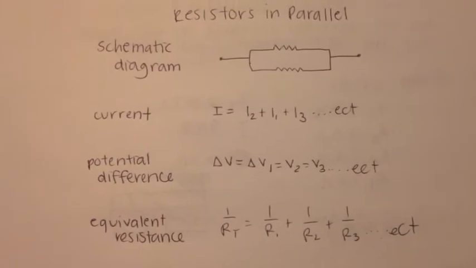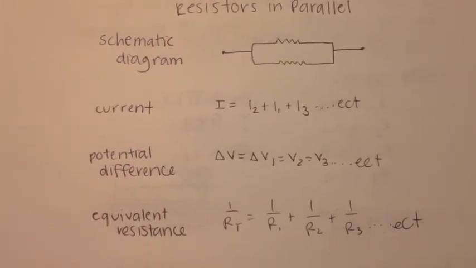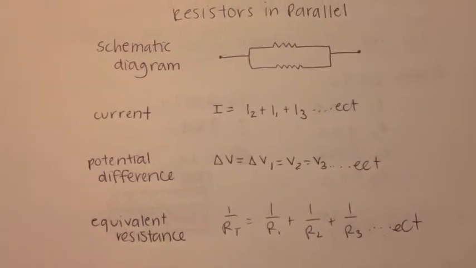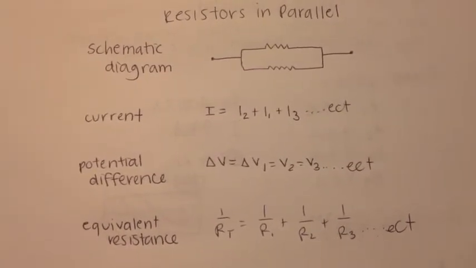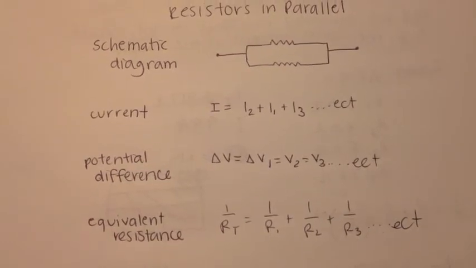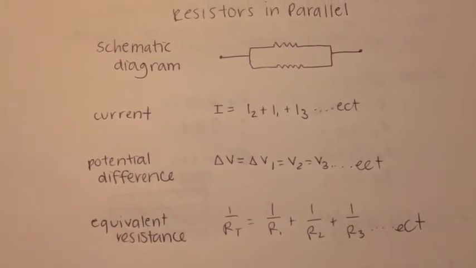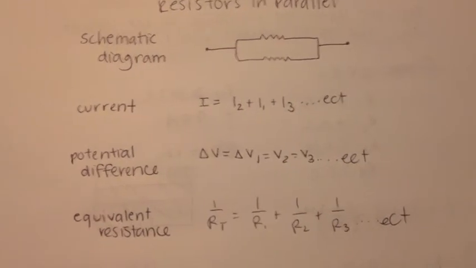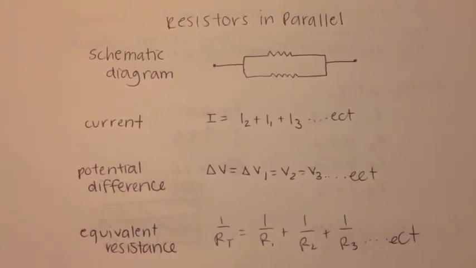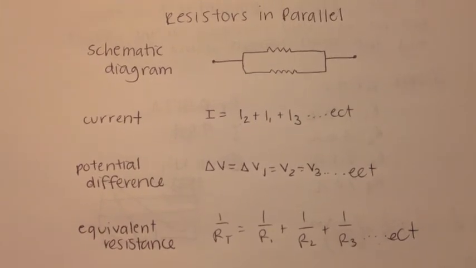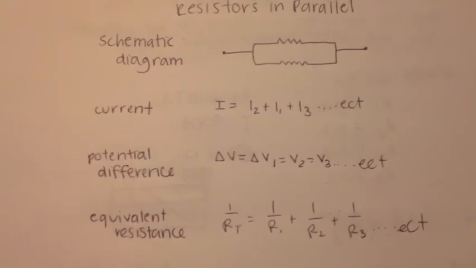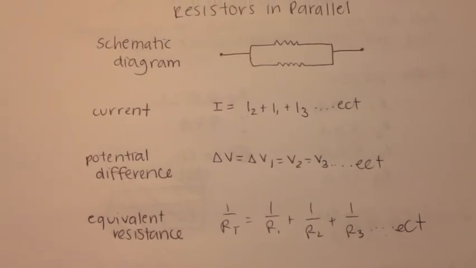The currents in a parallel resistor circuit are going to be added together to get the total current. For the potential difference, the total voltage is the same for every voltage drop on the schematic. And the equivalent resistance is 1 over the resistance total equals 1 over R1 plus 1 over R2 plus 1 over R3, and so on and so forth to get the total resistance.